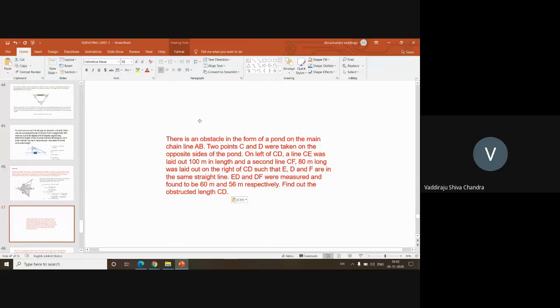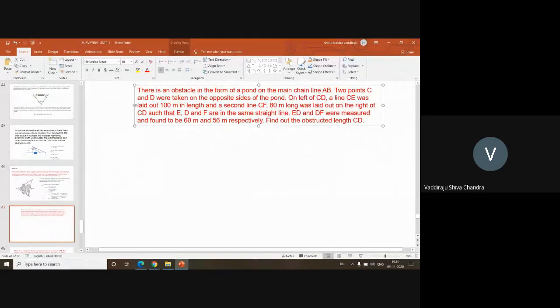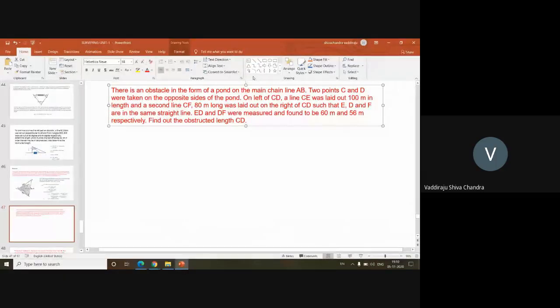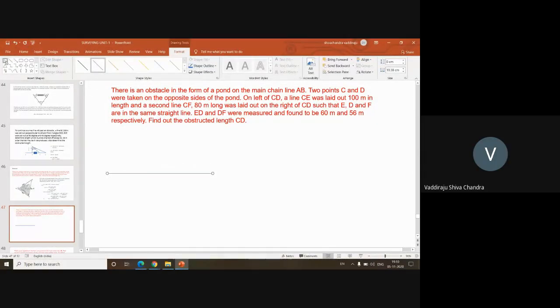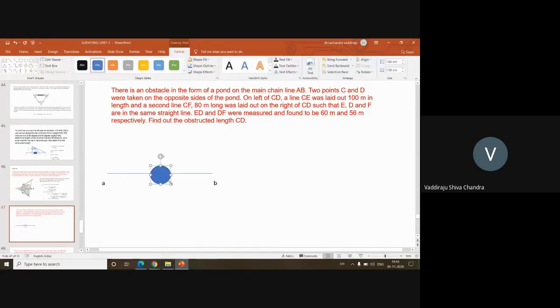So this is the question given to you. So let us try to draw the diagram now. So what is the step? First step given here is saying that there is an obstacle in the form of a pond on the main chain line AB. So first draw a main chain line AB. So this is your point A, and this is your point B. Okay. So what is it saying? There is an obstacle in the form of a pond on the main chain line AB. So assume that this is your obstacle. Okay, this is the pond.